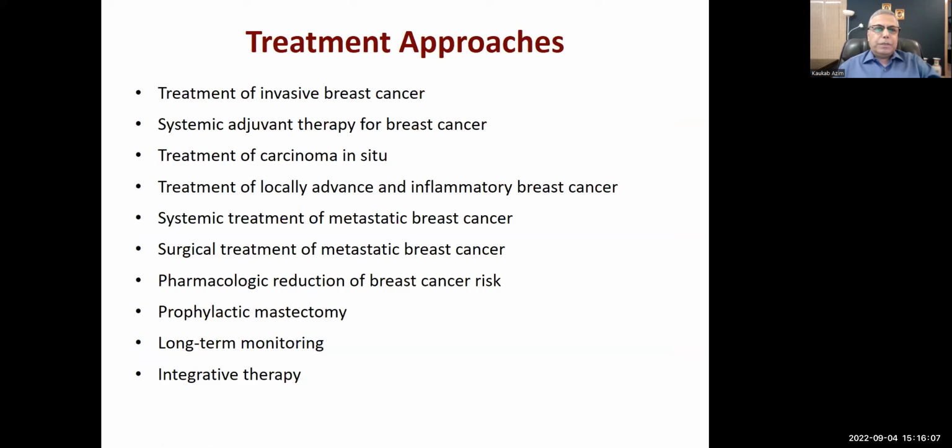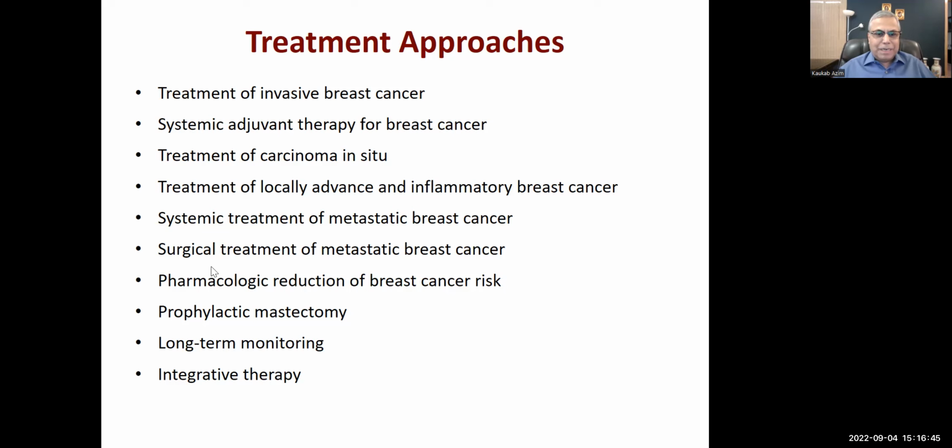Right, so treatment approaches, treatment of invasive breast cancer, we will take them up one by one, not all of them, because these are from my longer version of the lecture. But most of them we will discuss briefly in the treatment part of this lecture. So treatment of invasive breast cancer, systemic adjuvant therapy for breast cancer, treatment of carcinoma in situ, treatment of locally advanced and inflammatory breast cancer, systemic treatment of metastatic breast cancer, surgical treatment of metastatic breast cancer.